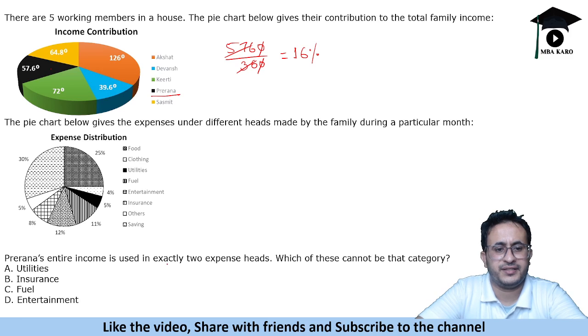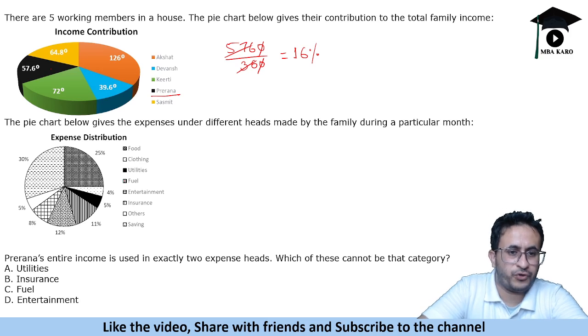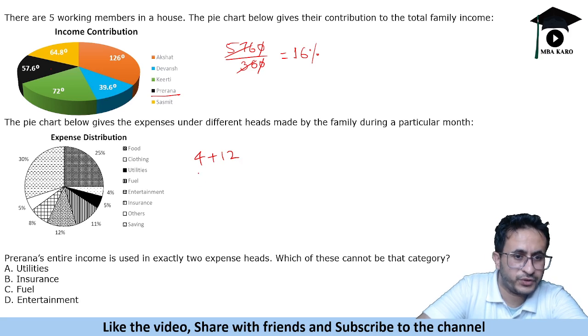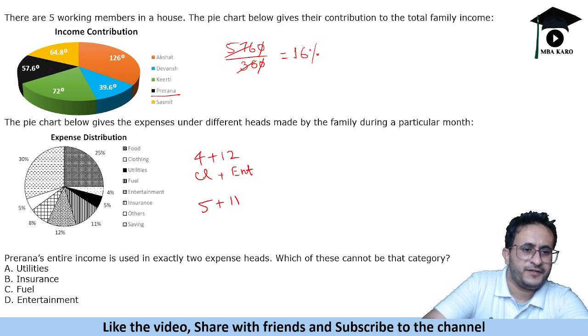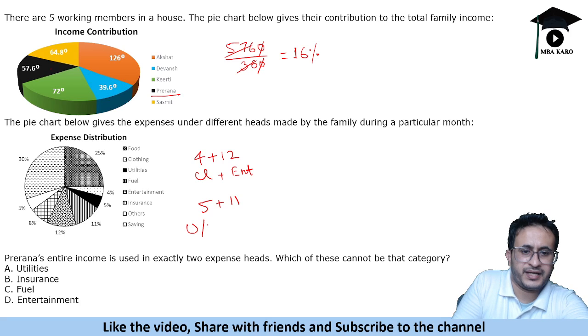Now it is used in exactly 2 expense heads, right? So we can have 4 plus 12. Okay, 4 is clothing, and 12 is entertainment, right? Or it could be 5 plus 11. Okay, 5 is utilities and 1 is others, and 11 is your insurance. So it can be covered in one of these 2 categories.